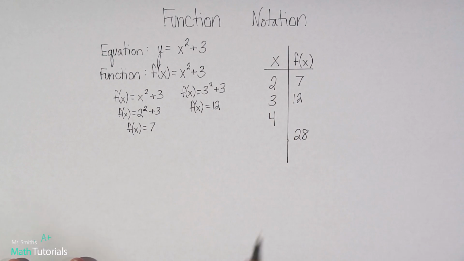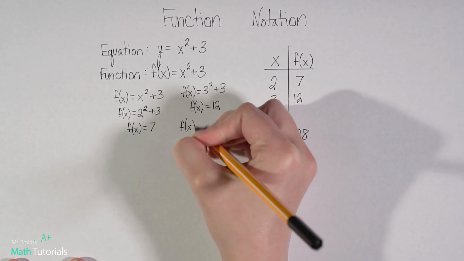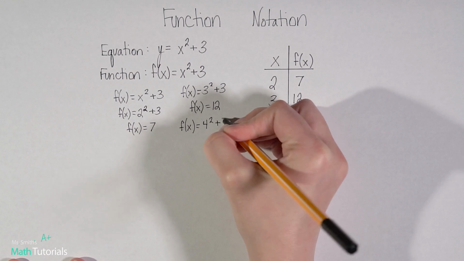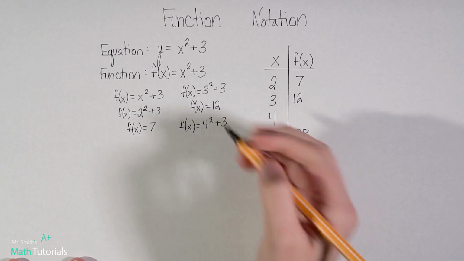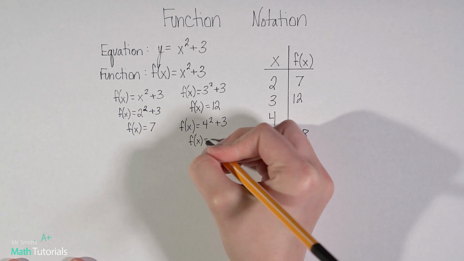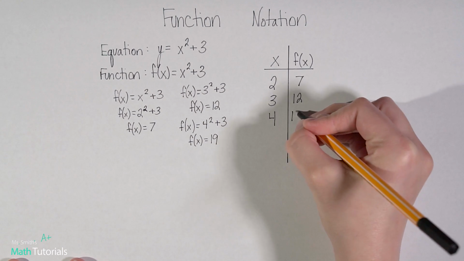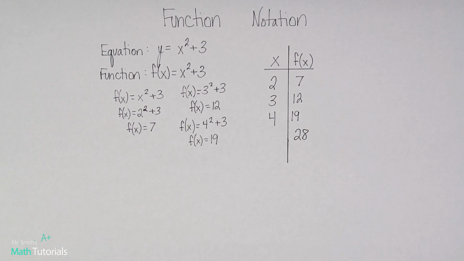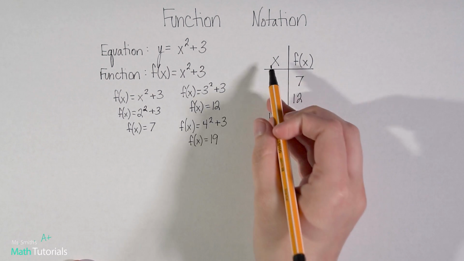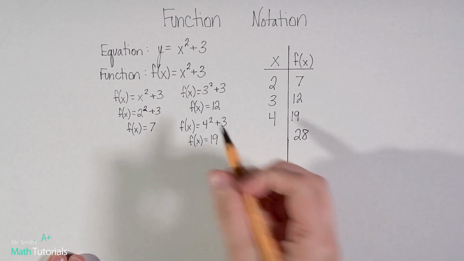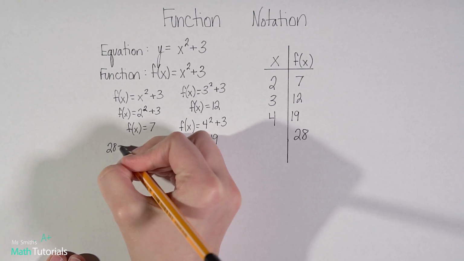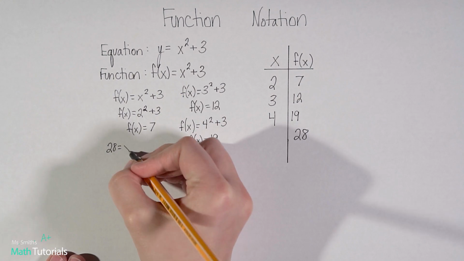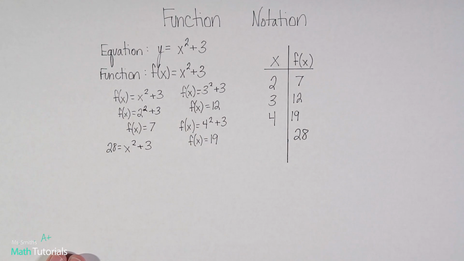All right, what if x was 4? So this would be f of x equals 4 squared plus 3. 4 squared, 4 times 4 is 16, 17, 18, 19. So f of x, or y, would be 19. Now here they throw you for a loop because they're saying, what if we tell you f of x and then we want you to solve for x? Well, all you do is instead of writing f of x, we're going to write 28. So f of x, or in this case 28, equals x squared plus 3.